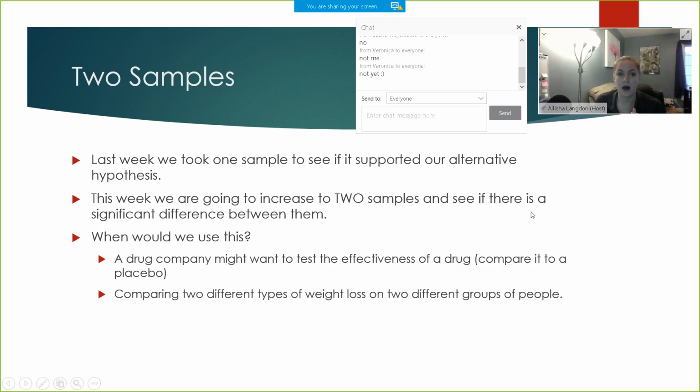Same thing with weight loss. If you want to compare how effective a low-fat diet or keto diet or anything like that is, and you're comparing it with just a normal diet, is there a significant weight loss? That's how they actually figure out if there is or if there isn't.